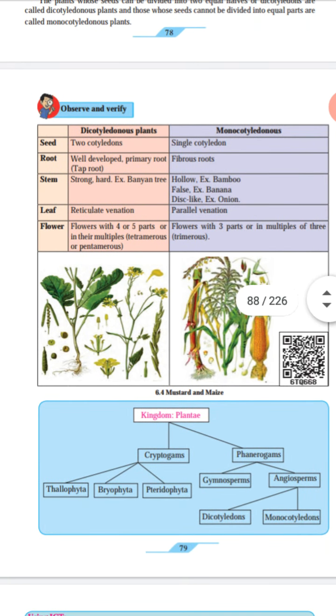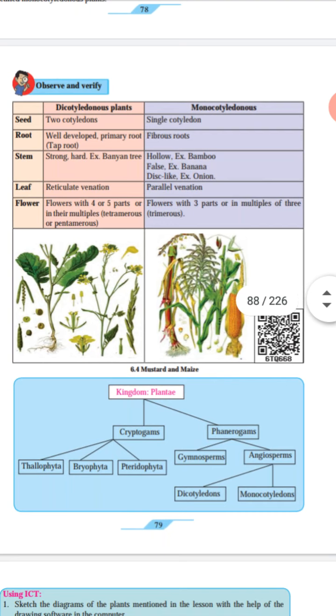Okay. Then next, summary. Kingdom Plantae. We divide Kingdom Plantae into two subkingdoms, that is cryptogams and phanerogams. Cryptogams are again divided into three divisions, thallophyta, bryophyta and pteridophyta.